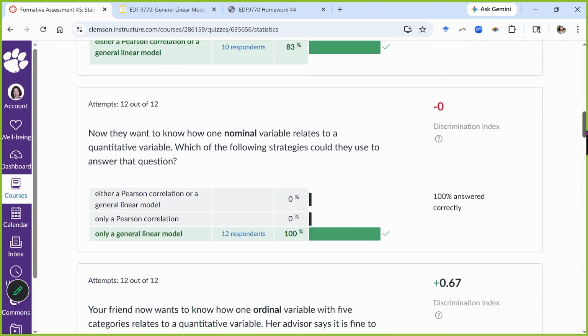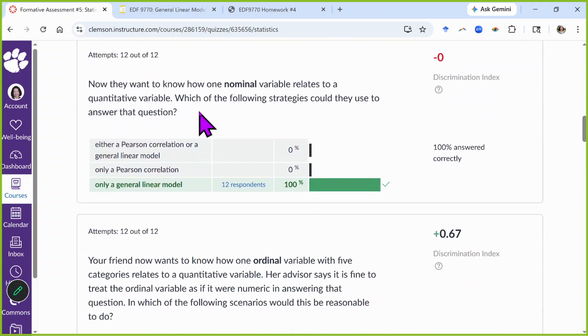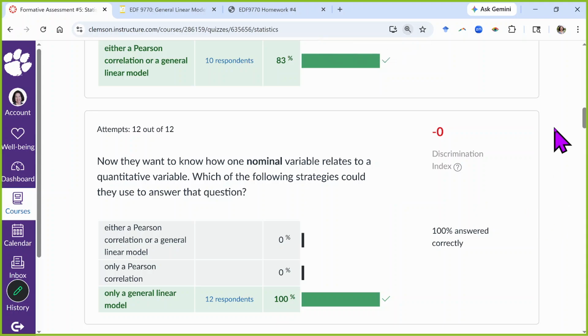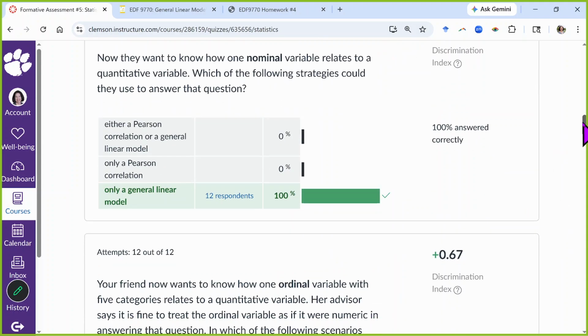For nominal then, same question. If I want to know how a nominal variable relates to a quantitative variable, why does this need to be only a general linear model, folks? I can blow it up a little bit if you need to. Who's feeling brave or talkative?